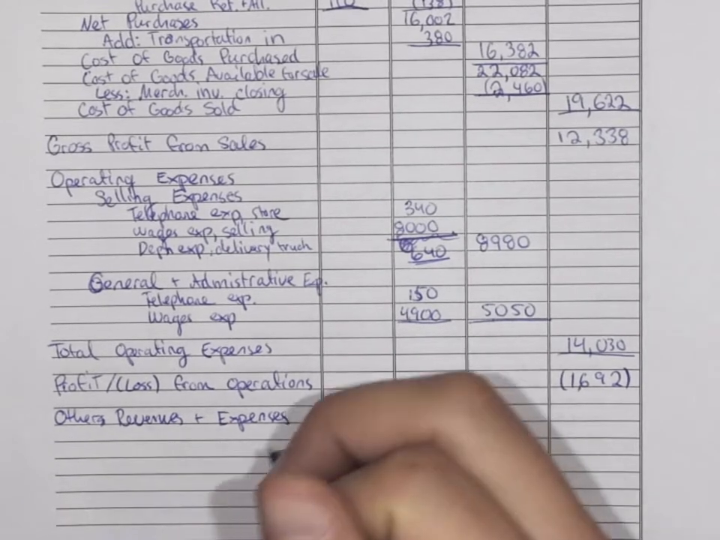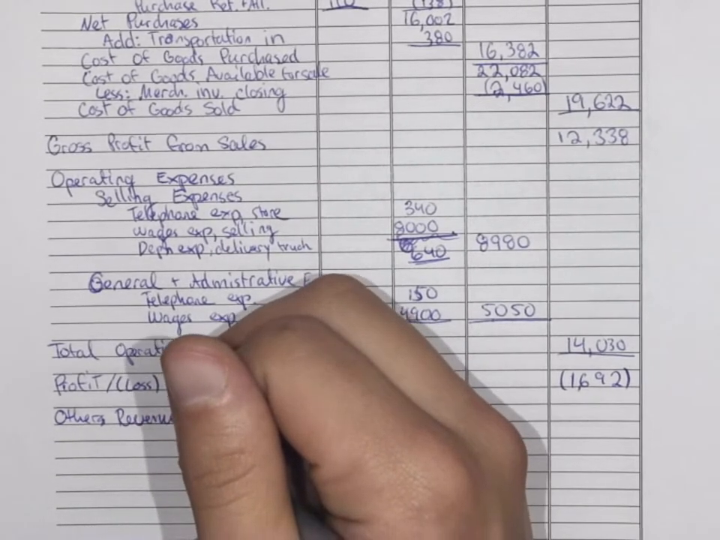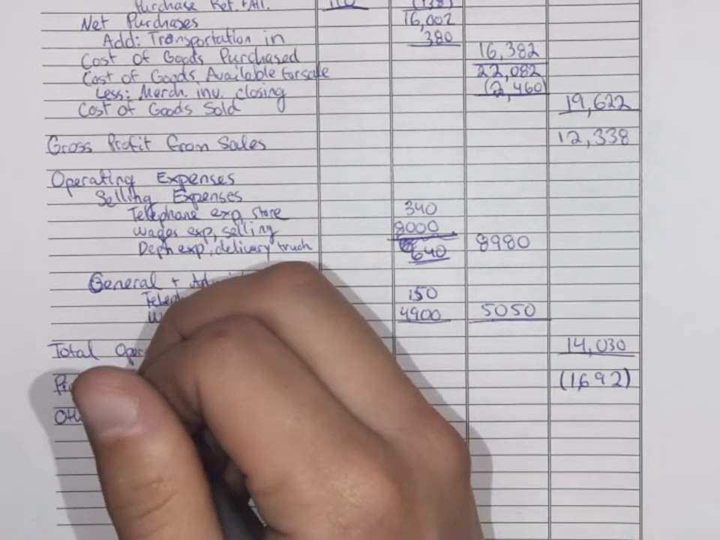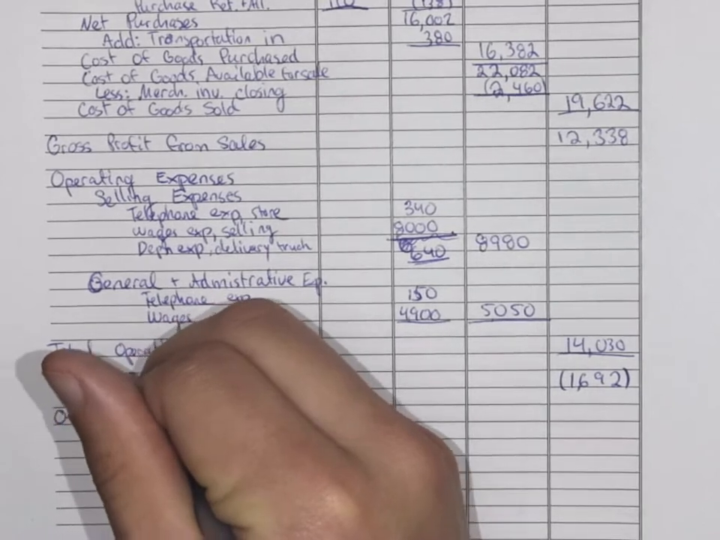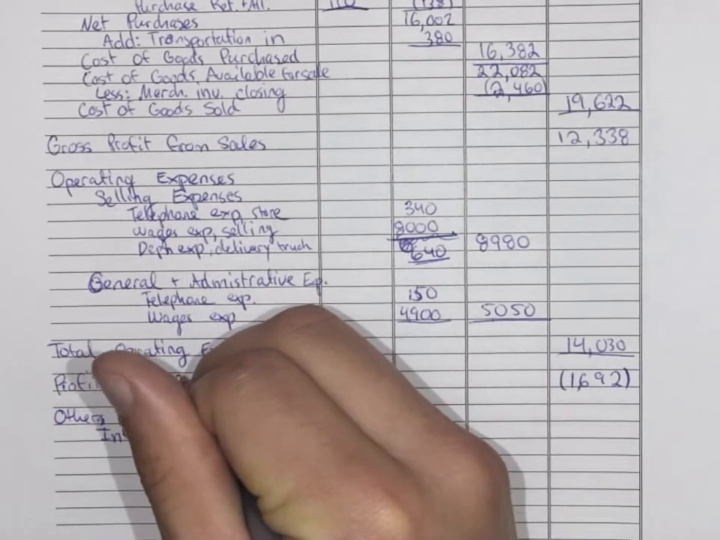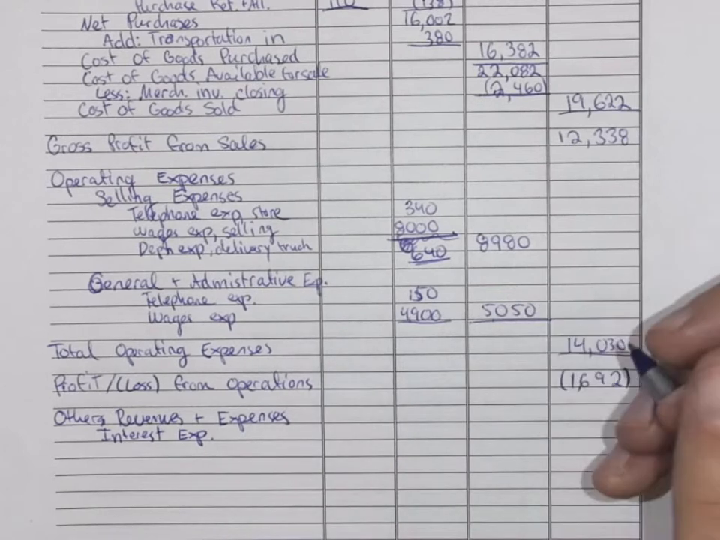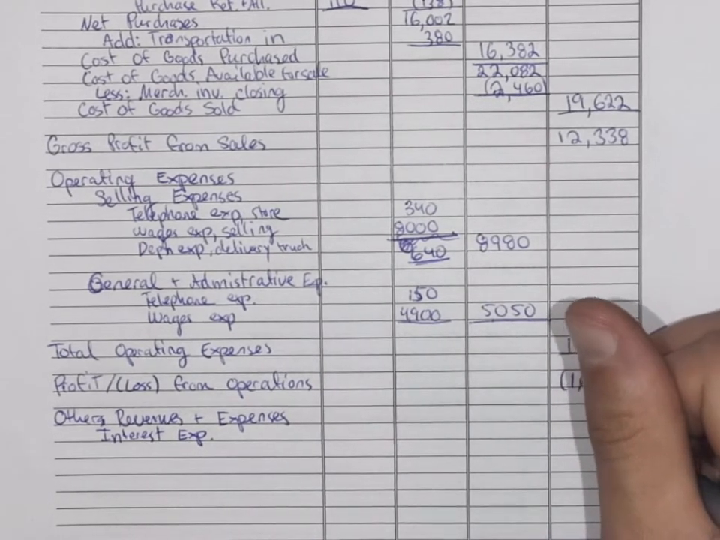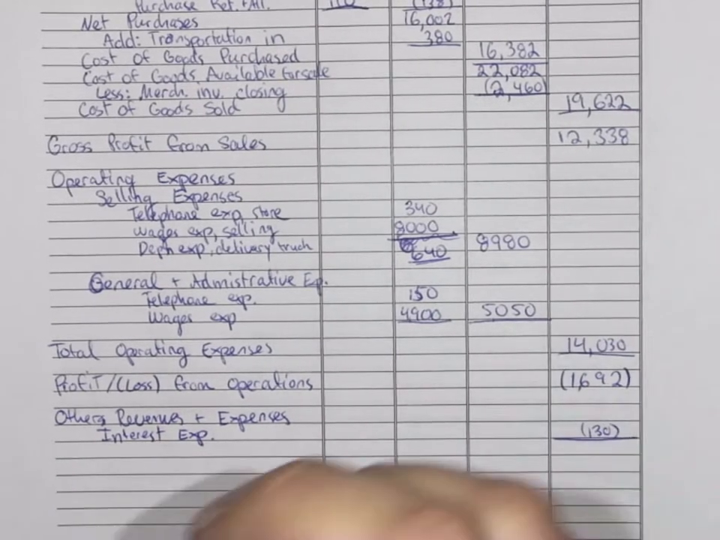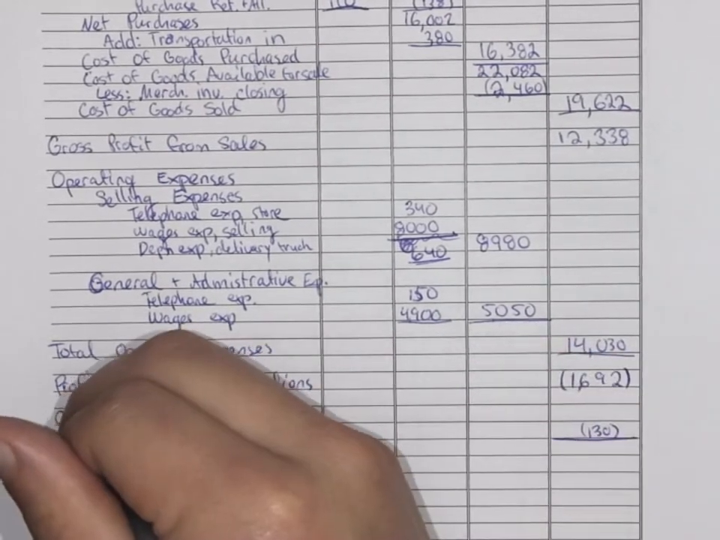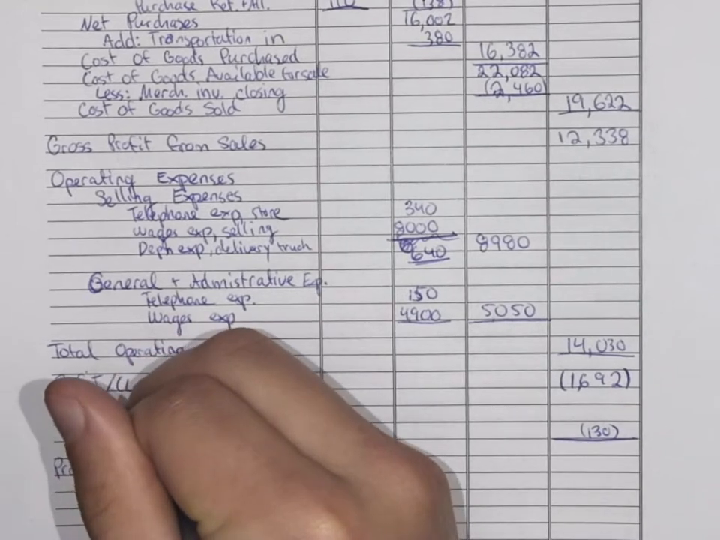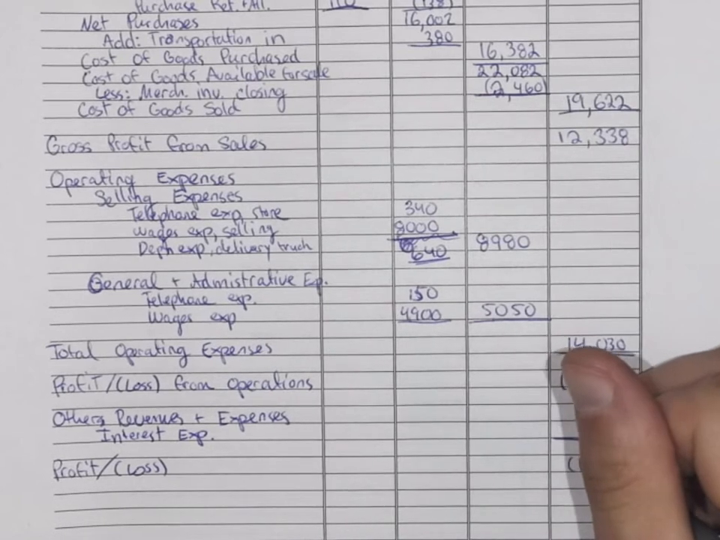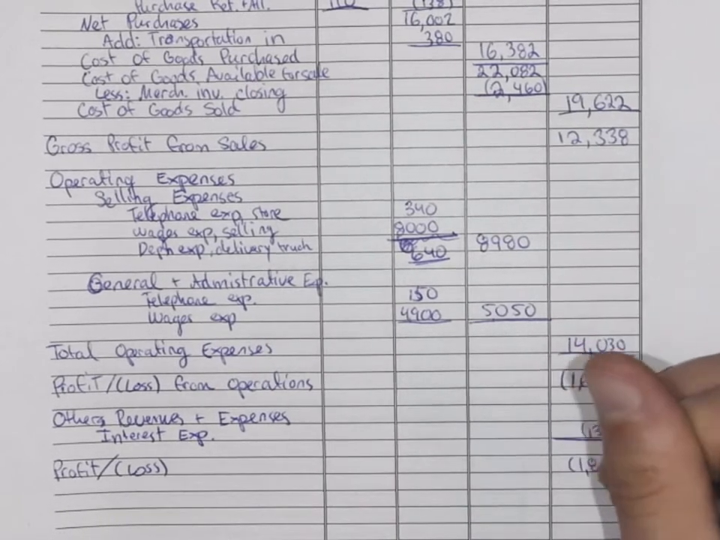So in this scenario, we do have an interest expense. I think it's the only one. We have no interest income or anything like that. And it's for 130. And it finally gets our total loss of 1,822.